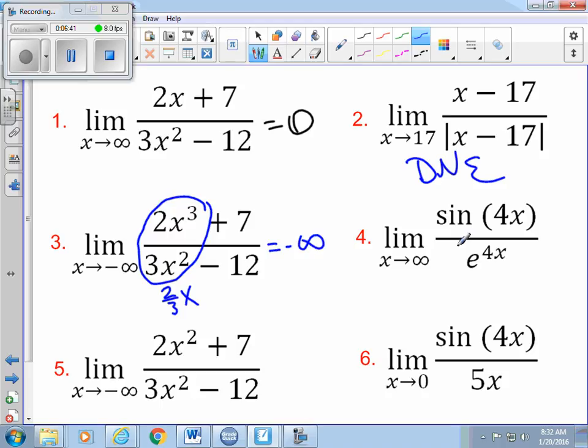What about this one? 0. Why 0? E to the 4x. Now, we're not powers, but we can still think like powers. E to the 4x grows really fast. It is the fastest growing function you know. It wins every race. It's exponential growth. Sine does not grow at all. It stays between -1 and 1. And so you take a number between -1 and 1, and you divide it by a huge number, you get close to 0.